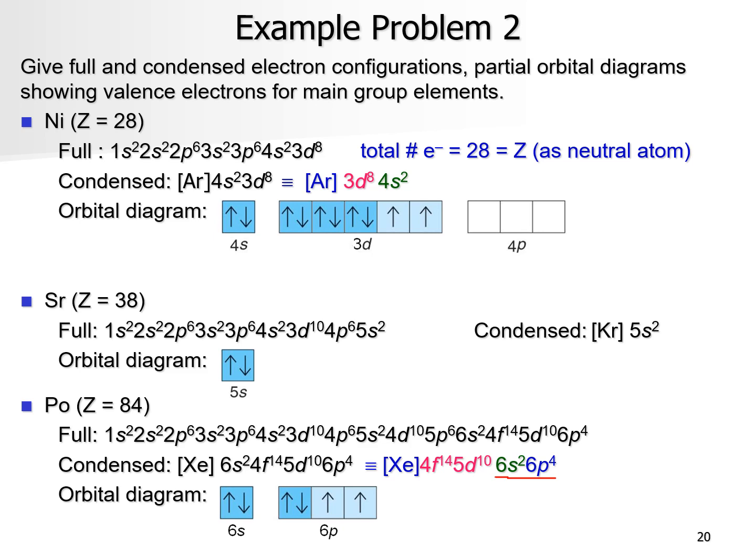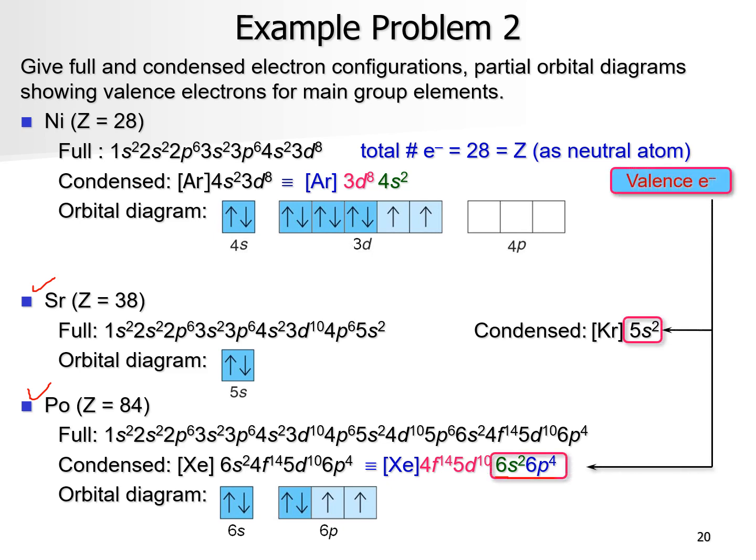As we try to determine the valence electrons for the main group elements, we understand that there are only two main group elements here, strontium and polonium. As we count them, we realize there are 2 valence electrons for strontium and 6 for polonium. That is why strontium is in group 2A and polonium is in group 6A.